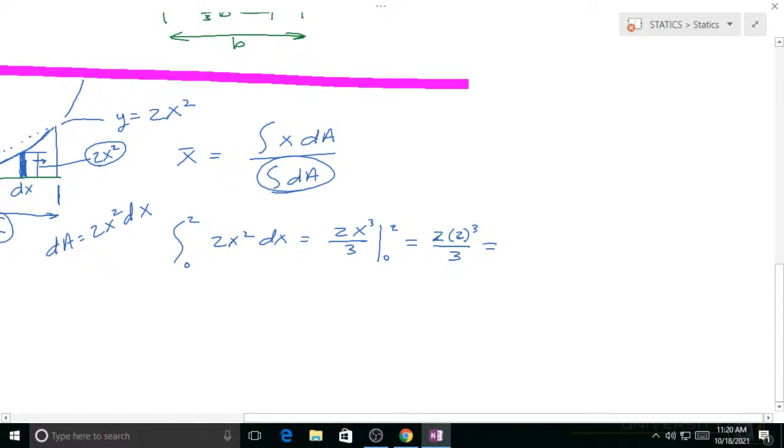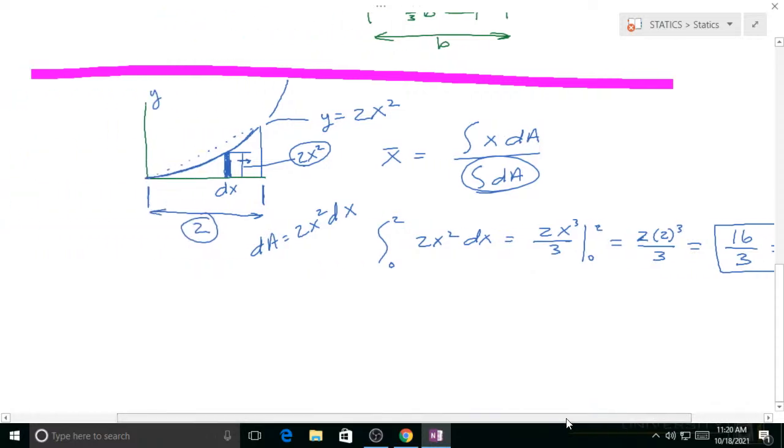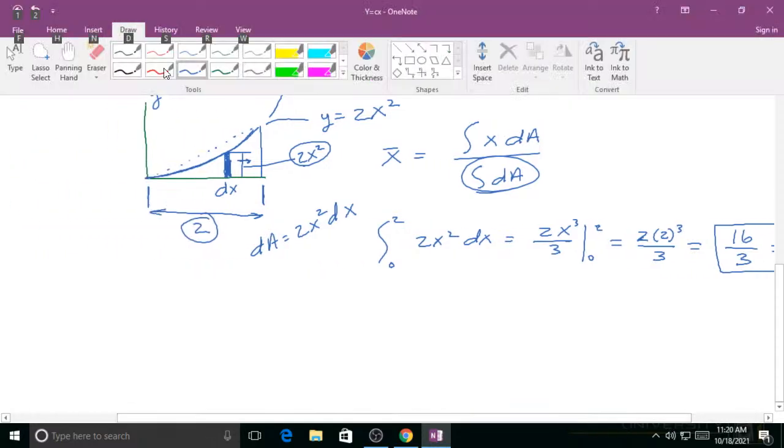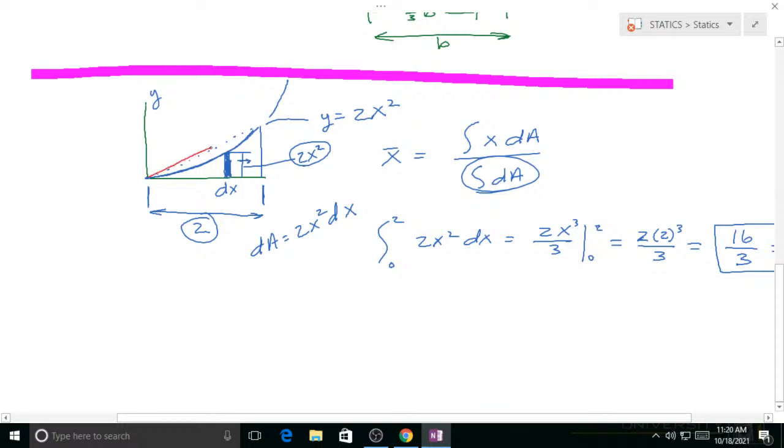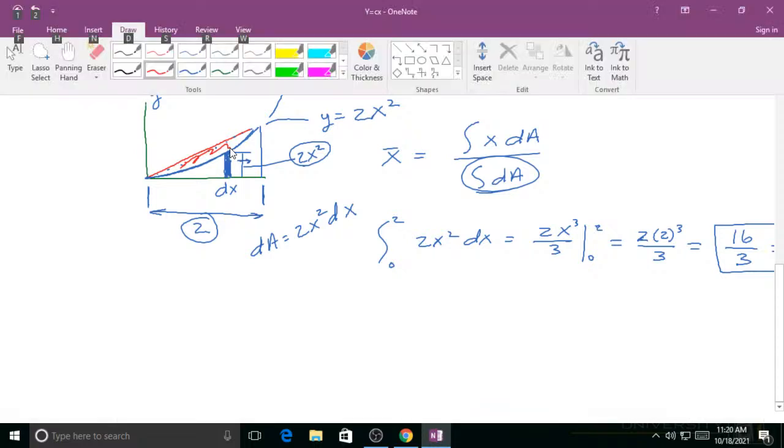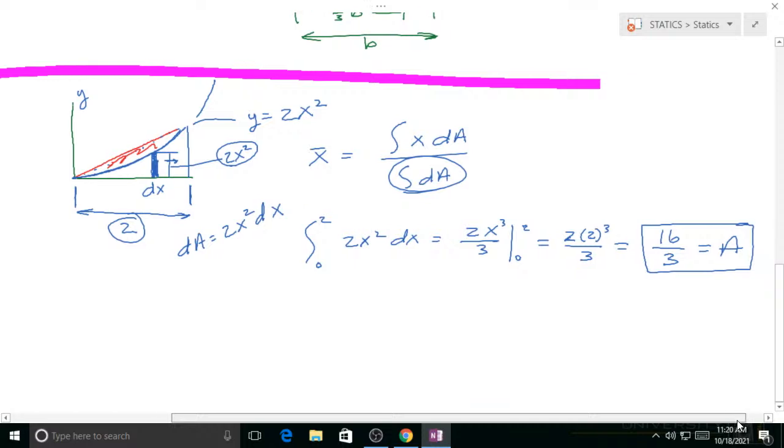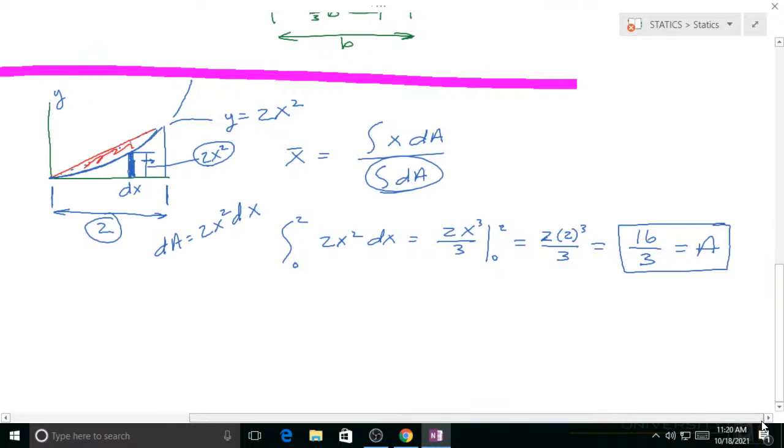2, another 2. 16 over 3. That's 16 over 3. Okay, so that's going to be the area. Just as a comparison, my gut tells me that if it were a straight line, it'd be like that. So this part right here is going to be a little less area than a triangle of the same dimensions.